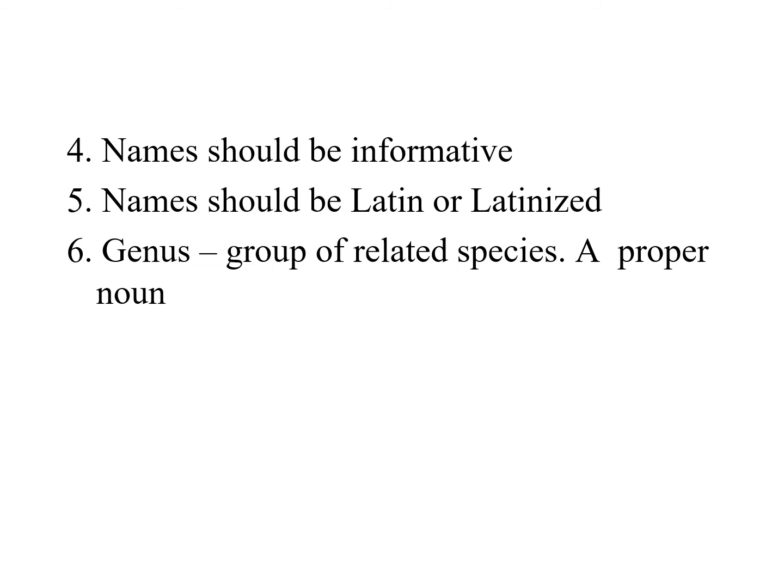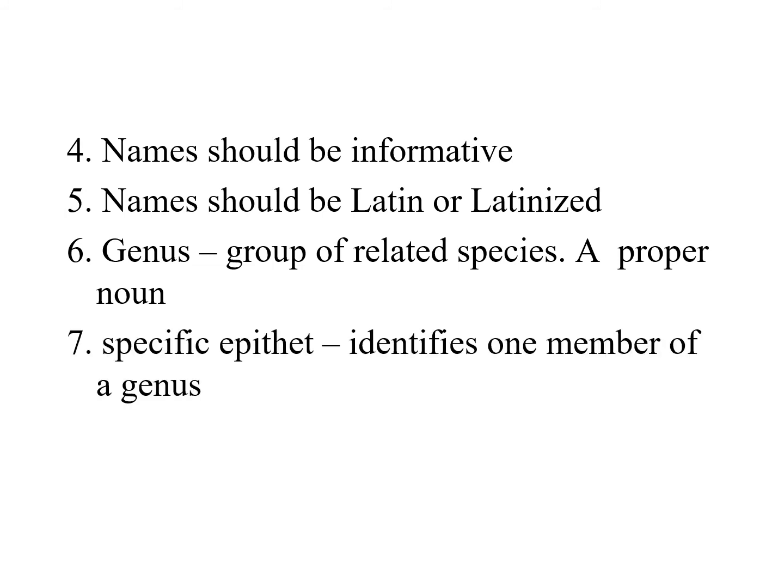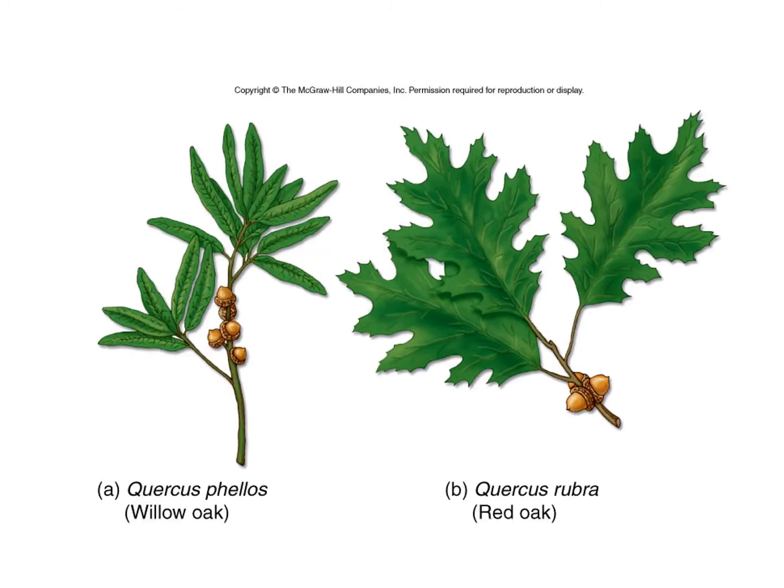It is akin to your surname, right? Your last name identifies the group you belong to. And if you have siblings, you have other people with the same last name, but you have a unique first name. Your first name would be the specific epithet. That's the other part of the name. The epithet, or the species name, identifies one particular member of a genus. So every species should have a unique combination of genus and specific epithet.